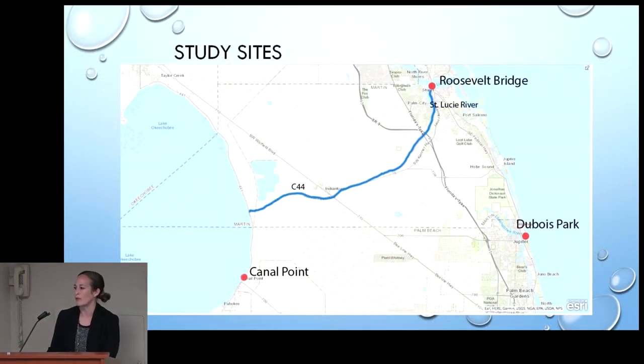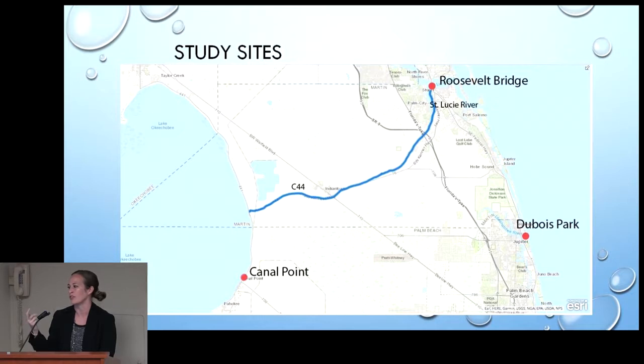For this study, we chose 3 sites. Two sites, Roosevelt Bridge and Du Bois Park, are from the Florida Healthy Beaches program. These are monitored for enterococci specifically. We noticed them through a survey of all the beaches in the state that were measured, and these 2 happened to really stand out with their enterococci exceedances.